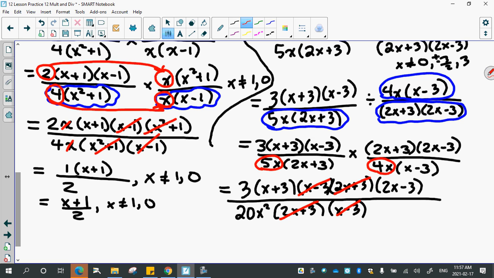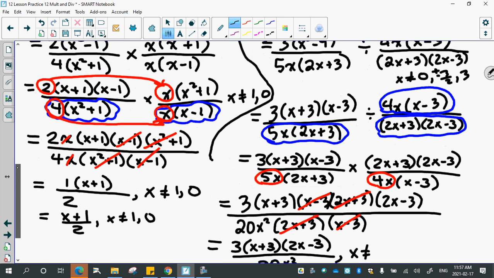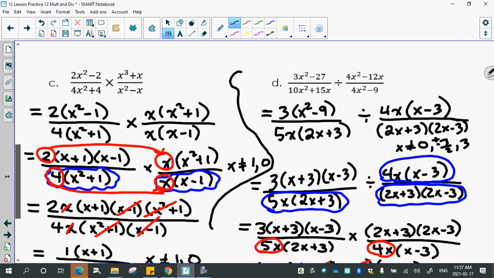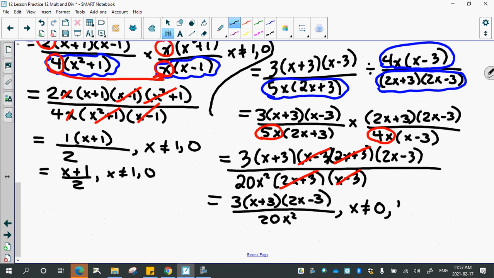Okay, so then I'm going to rewrite my final answer now with my restrictions. So left in the top is 3 times x plus 3 times 2x minus 3. In the bottom, I'm left with 20x squared. As long as x is not, and there was a list of them up here, 0, plus or minus 3 over 2, and 3.